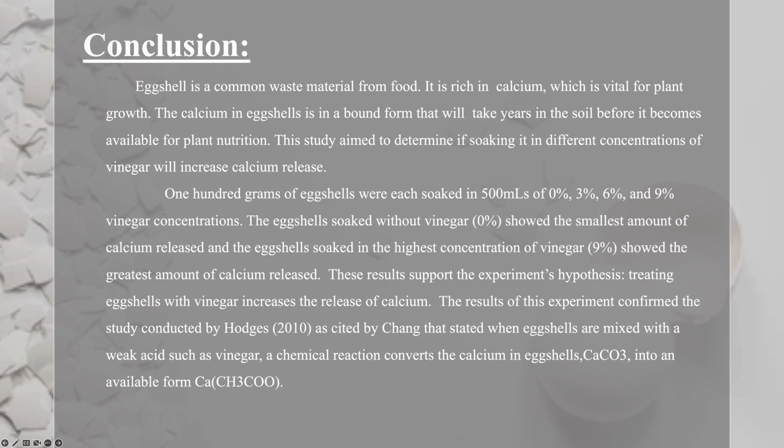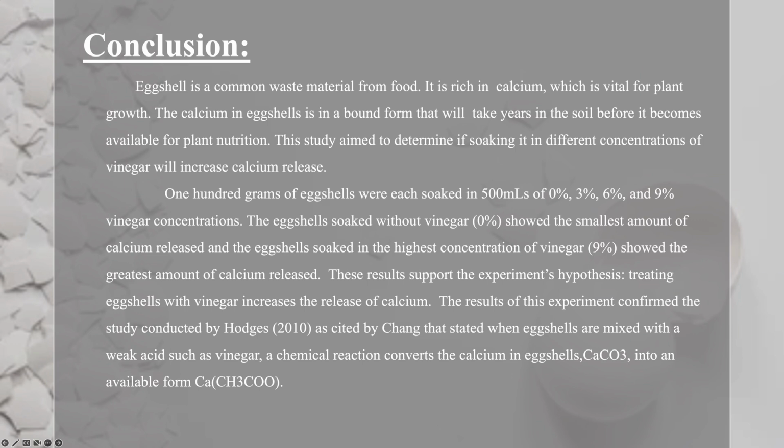The calcium in eggshells is in a bound form that will take years in the soil before it becomes available for plant nutrition. The study aimed to determine if soaking it in different concentrations of vinegar will increase calcium release. 100 grams of eggshells were each soaked in different vinegar concentrations.